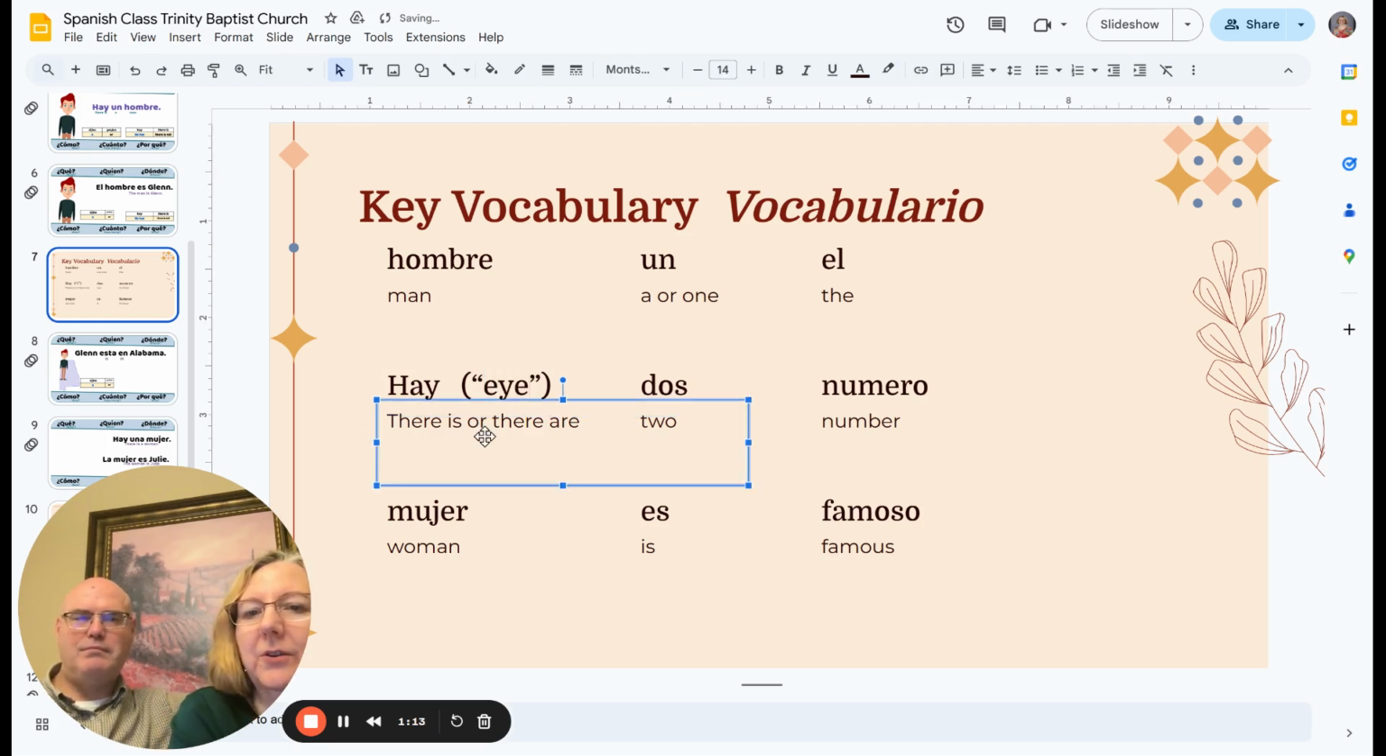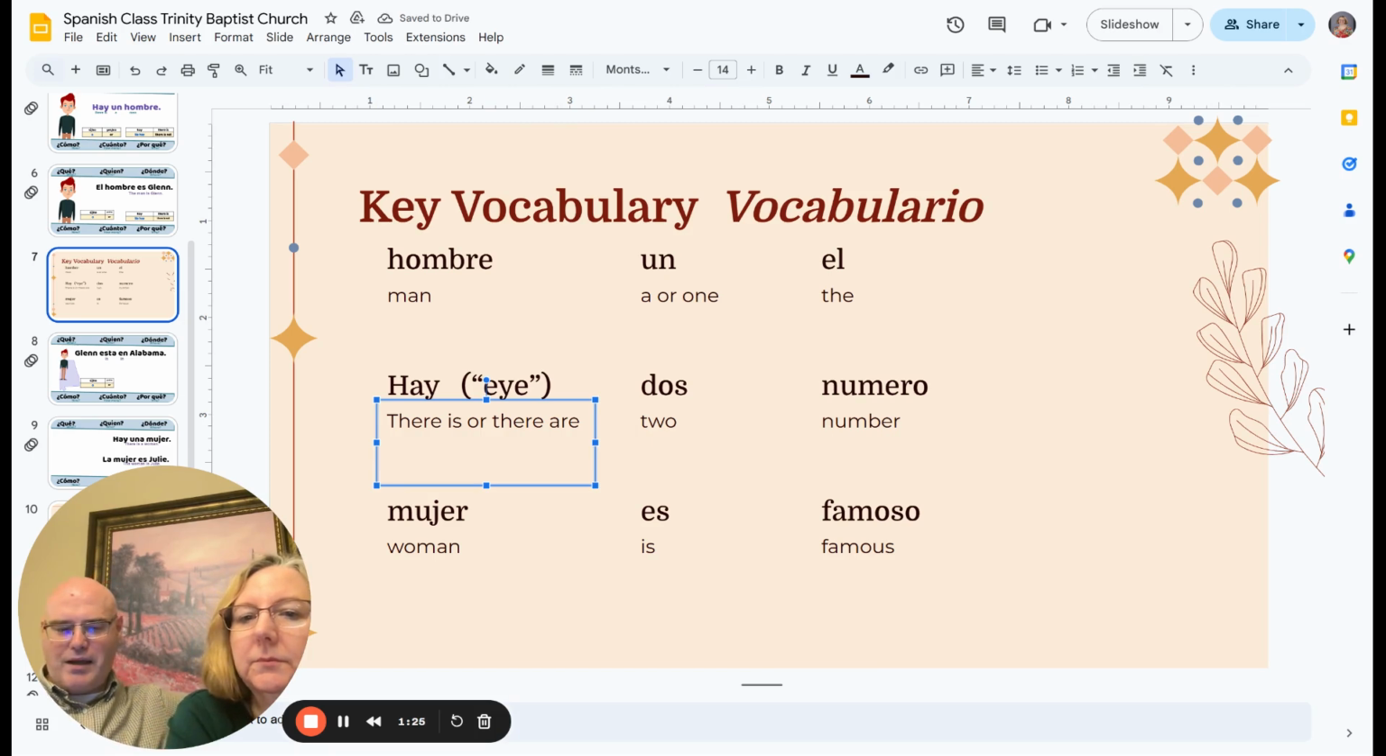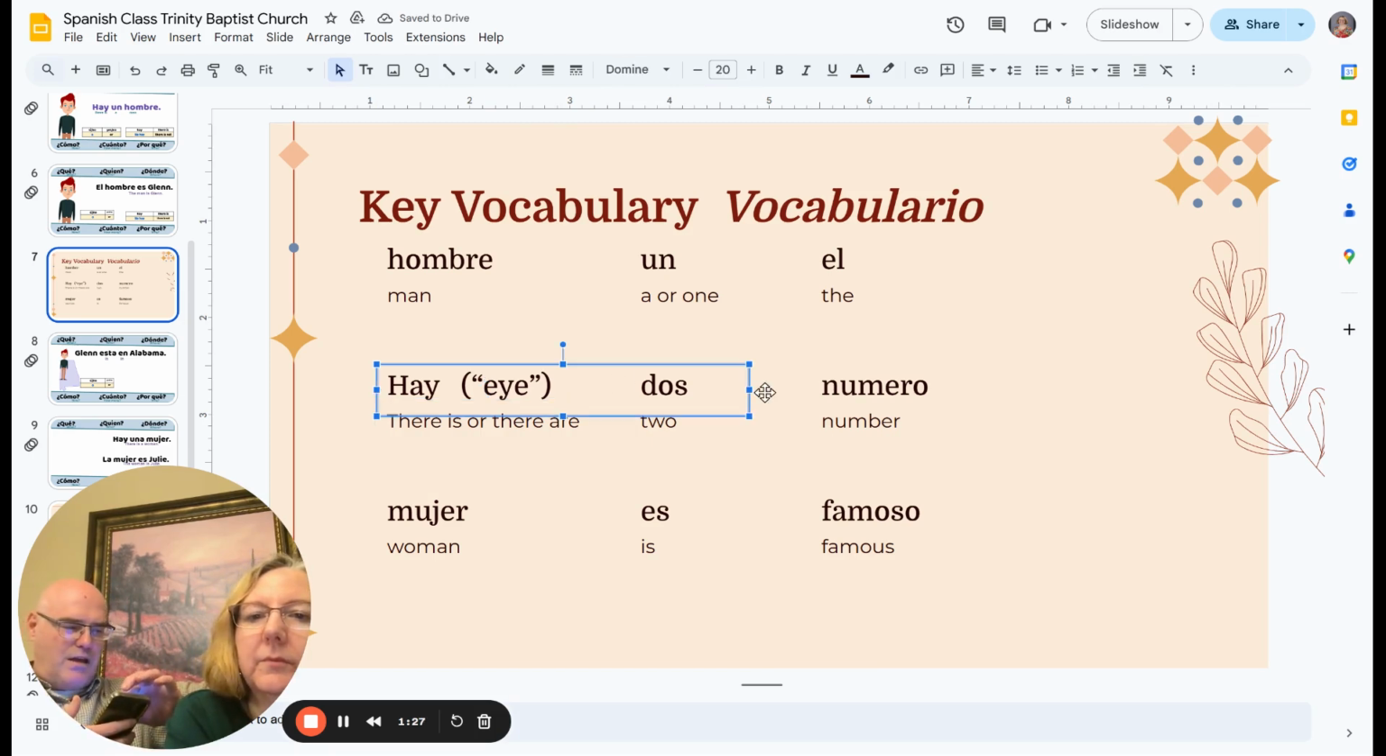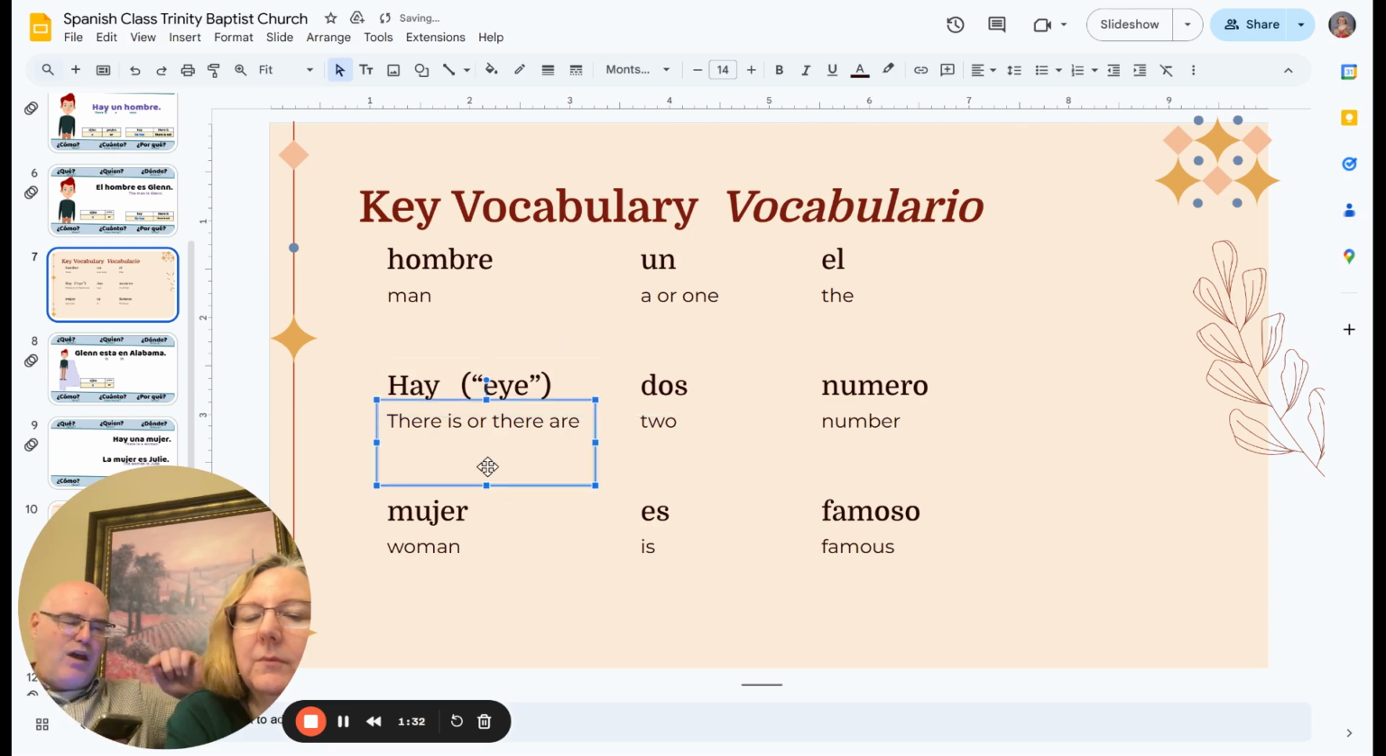And then we have the word "hay", which sounds like the English word "I". It means there is or there are. The mnemonic that Marcus has is: imagine a cyclops says, there is something in my eye. And we know the word hay in Spanish means what, Joy? There is or there are. There we go.